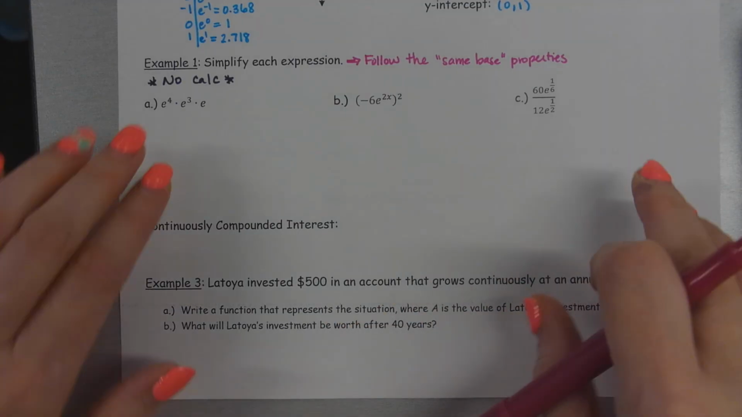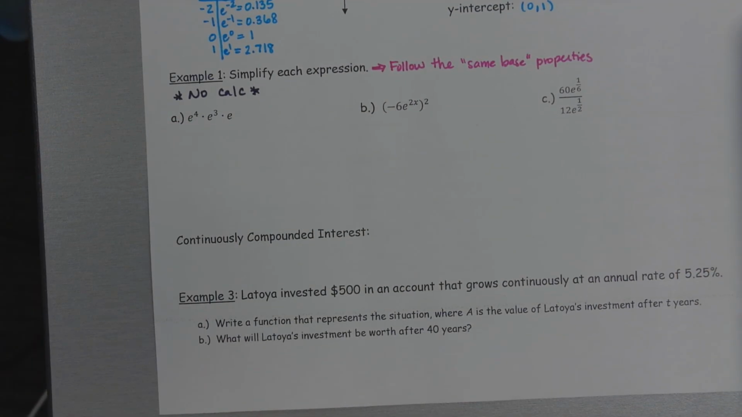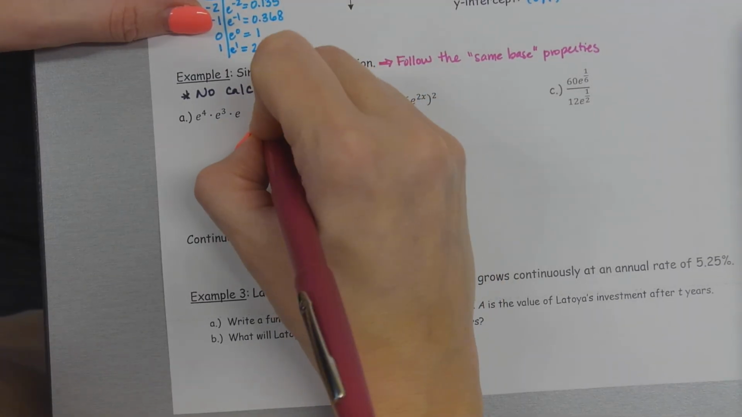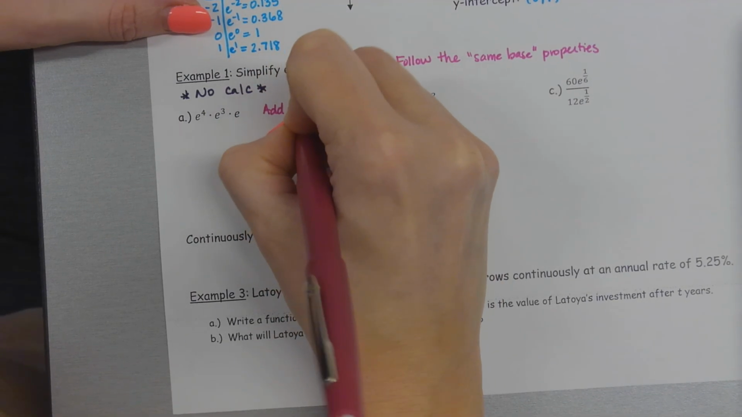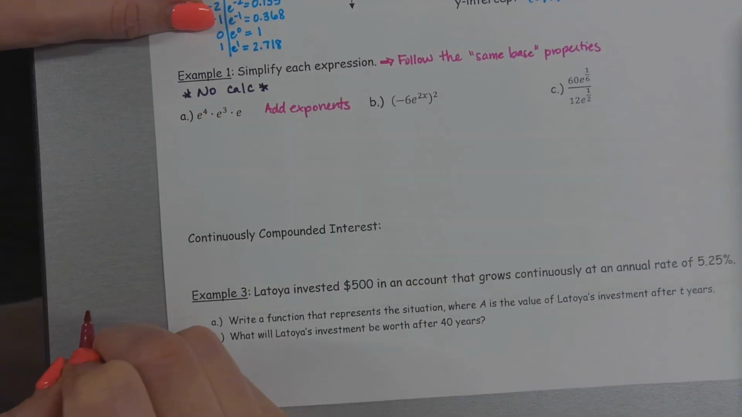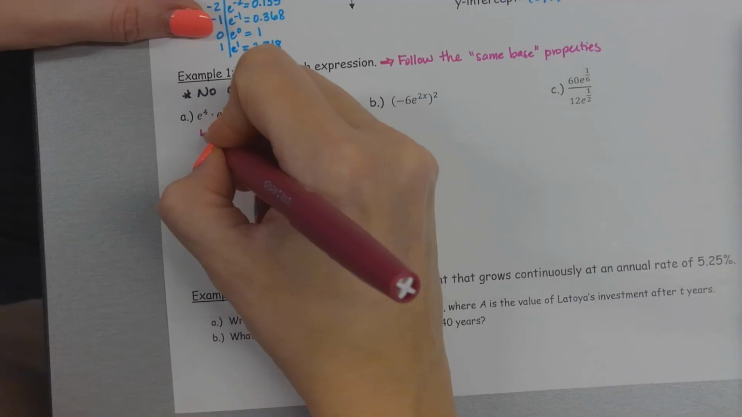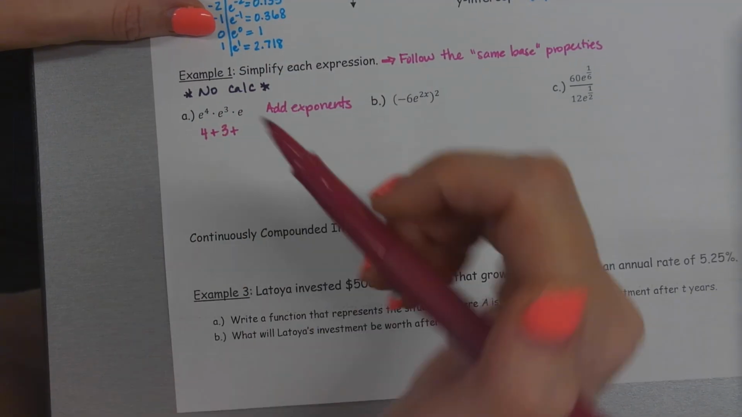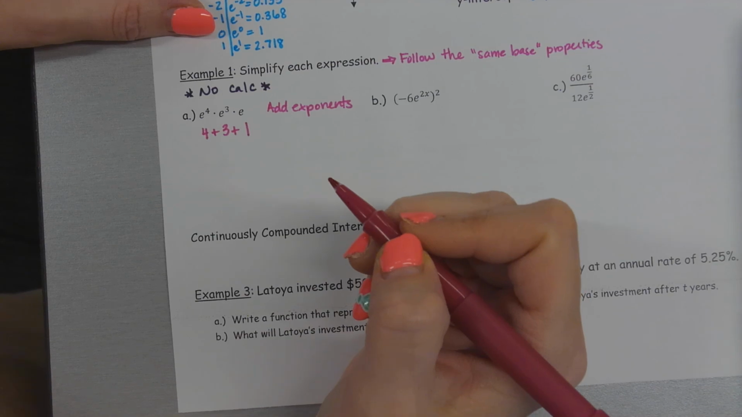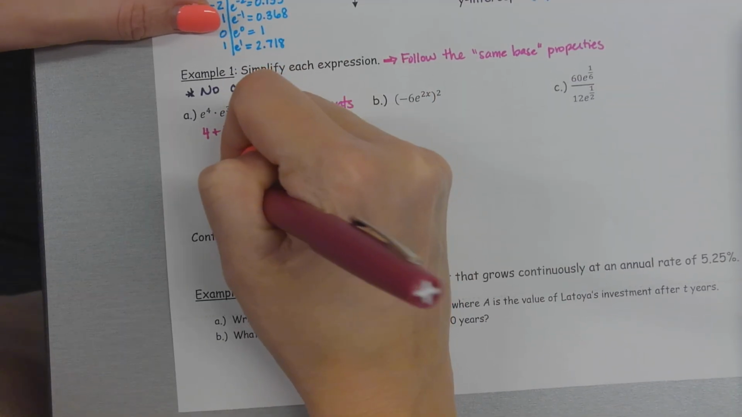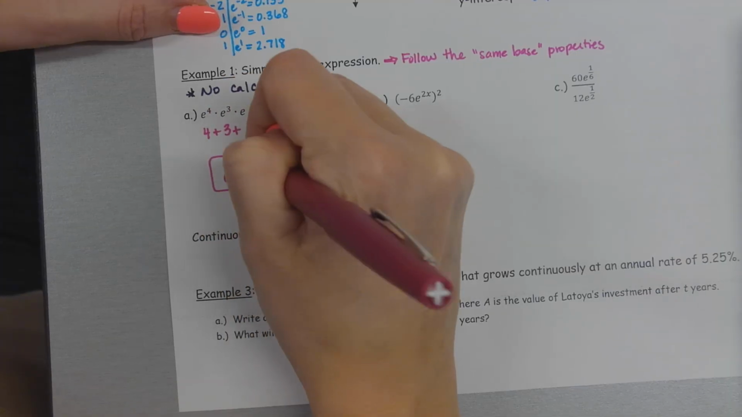If you are multiplying values with the same base, what do we do with the exponents? Add them. So if you have the same base and they're being multiplied, you add the exponents. So this is 4 plus 3 plus, what's the exponent here? 1. Great. That's 8, so your final answer would be e to the 8th power.